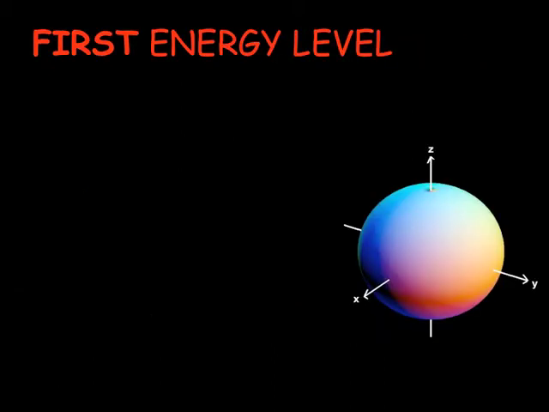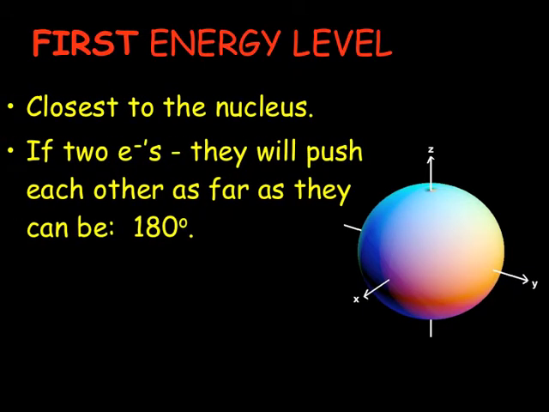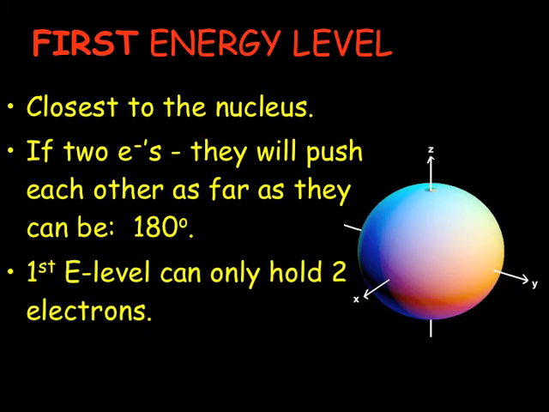So the first energy level looks like a sphere. It is the closest to the nucleus. It has 2 electrons. They push on each other as far as they can be, about 180 degrees. So they do push on each other, and they can be anywhere in that ball except in the very, very center, which is the nucleus. The first electron level can only hold 2 electrons. So when we look at the s section of the periodic table, we notice that it is only 2 columns wide.